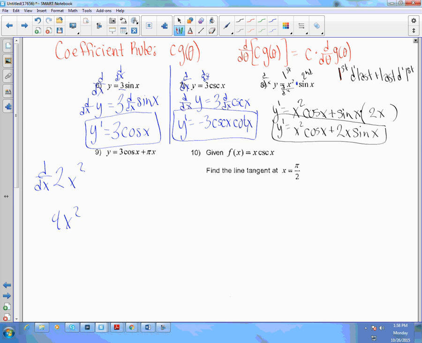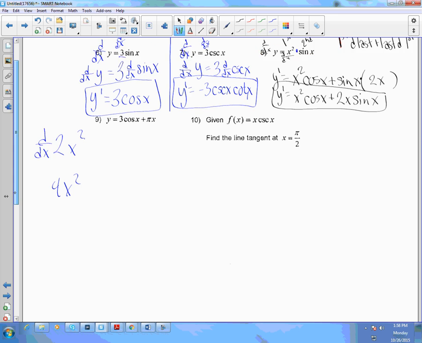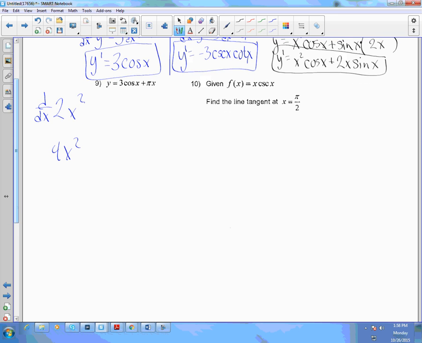Okay, let's do a tangent line. Number 10, let's go to number 9. Given the function f of x equals x cosecant x. So we have a product rule going on. You see the product? A linear x times a trig cosecant x. You have to be able to identify those right away. Find the tangent line. What does that tell you that you have to do? Derivative. But in order to write the tangent line, that's the equation. What do you need for a tangent line?